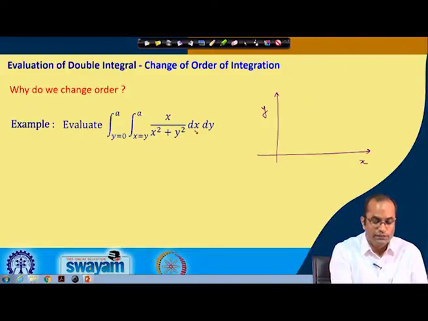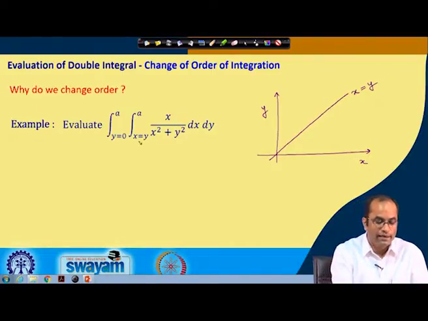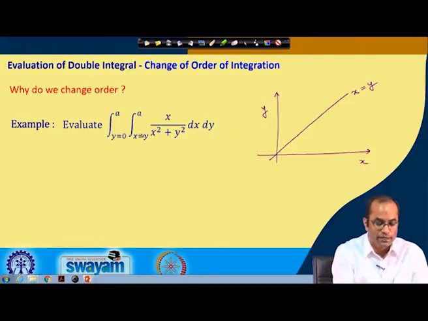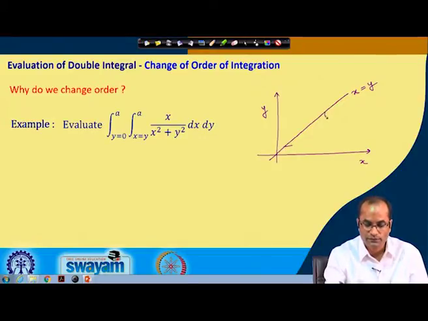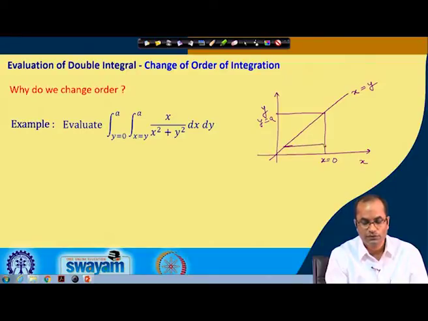So, the limit of the inner one goes from x is equal to y. So, this is the line here, x is equal to y, and the inner integral goes from x is equal to y to the constant limit a. So, x starts from this line and goes up to a. Let us say this is the point a here. So, this is x is equal to a, and naturally this is also then y is equal to a point. So, x goes from this line y to this point x is equal to a.